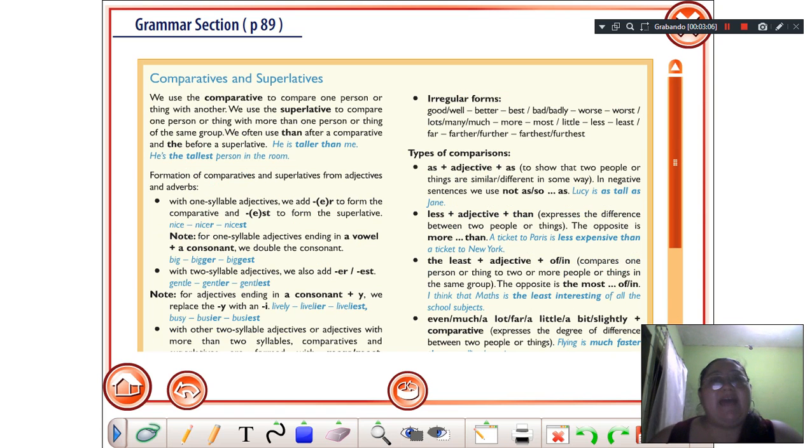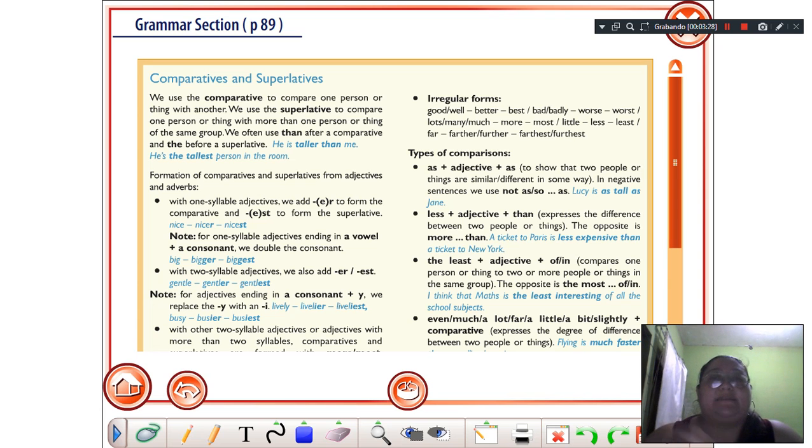Okay. And the other irregular forms. We have irregular forms that we're going to use and study a lot. Good, change to better. Best, change and best. Bad, change to worse, and worst. Okay, recordemos que debemos de estudiar muy bien las formas irregulares. And there exist other forms of comparison.